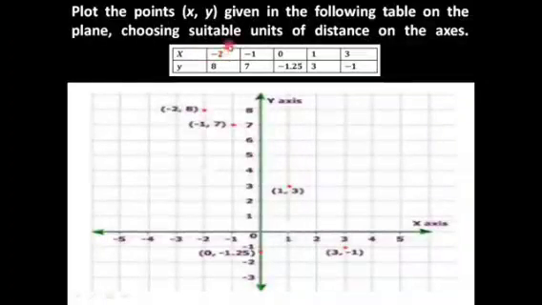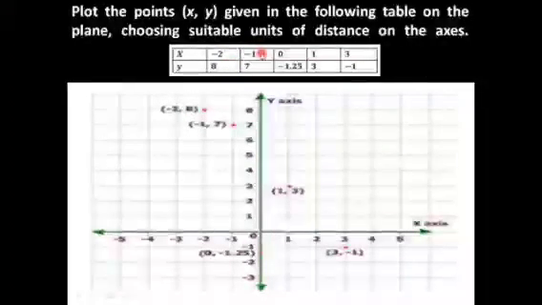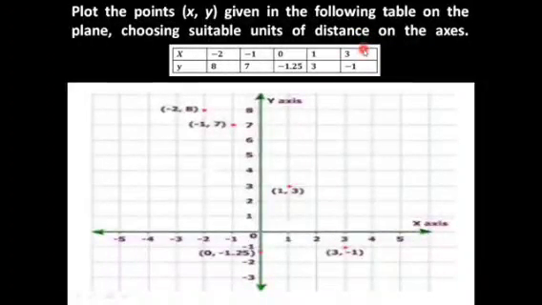So the first set of number is on the x-axis it is -2 and on the y-axis it is 8. Next, for the next point it is -1, 7. For the third point it is 0, -1.25. The next number is 1, 3. The next one is 3, -1. I hope you have understood how to read the given table.